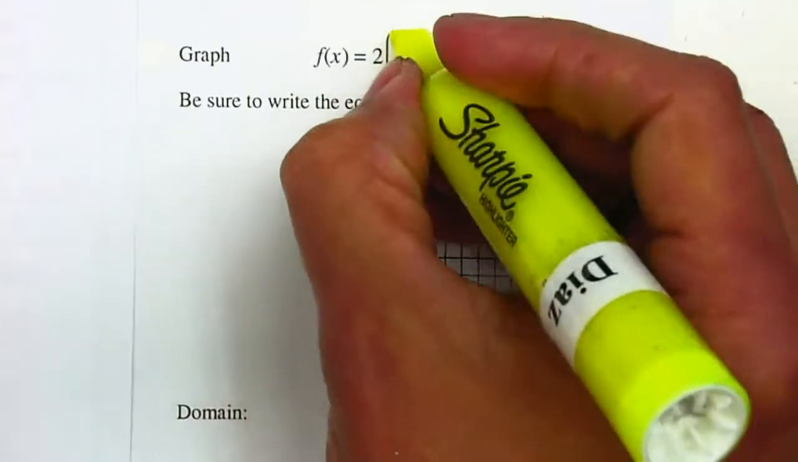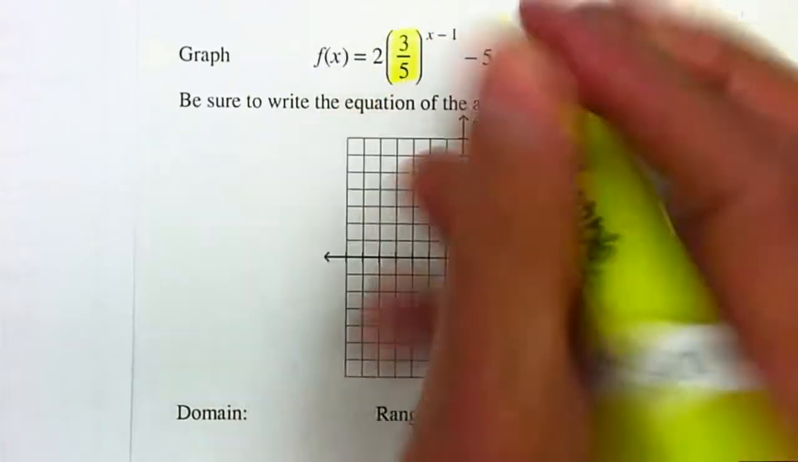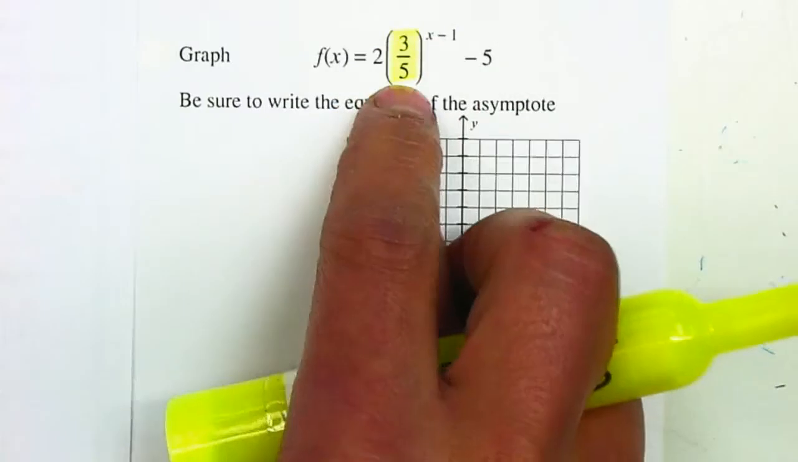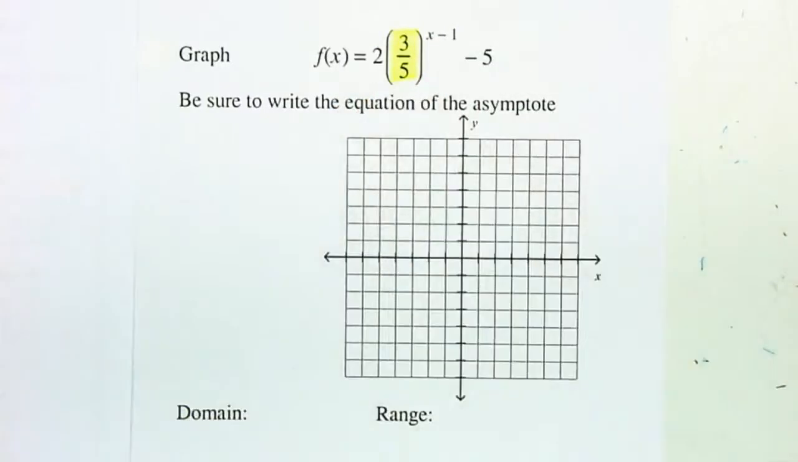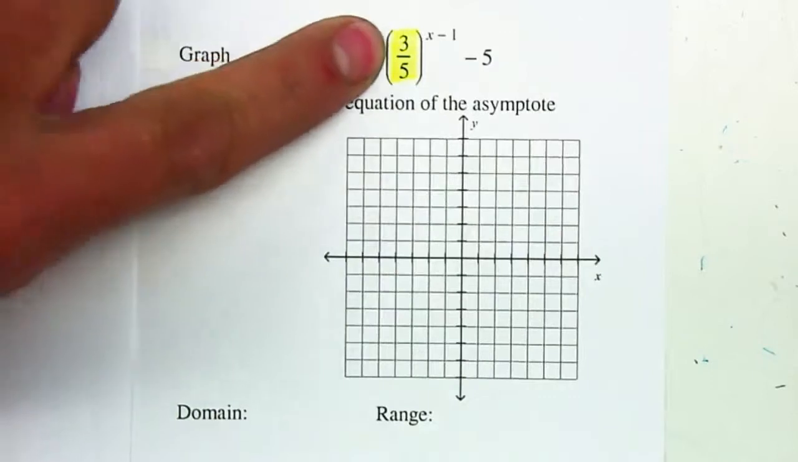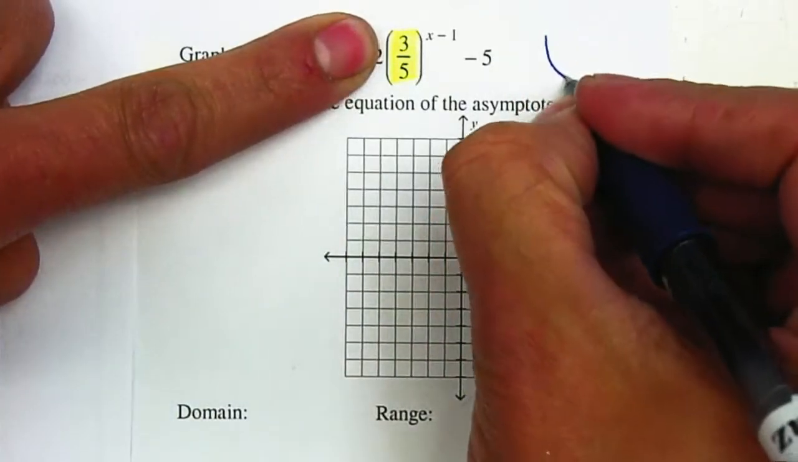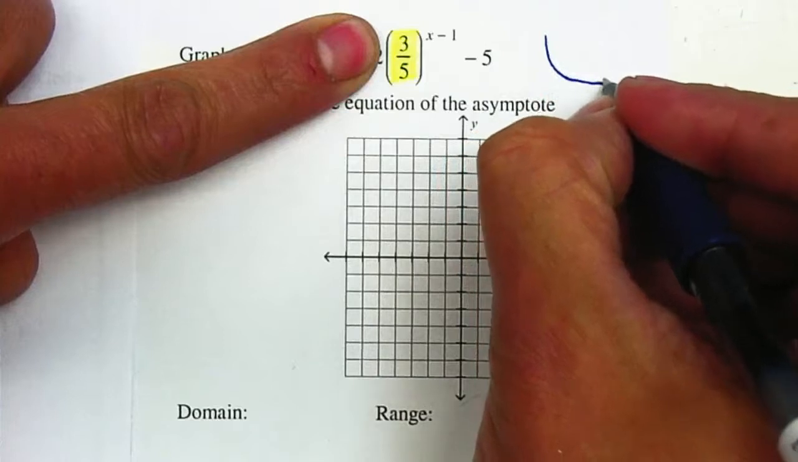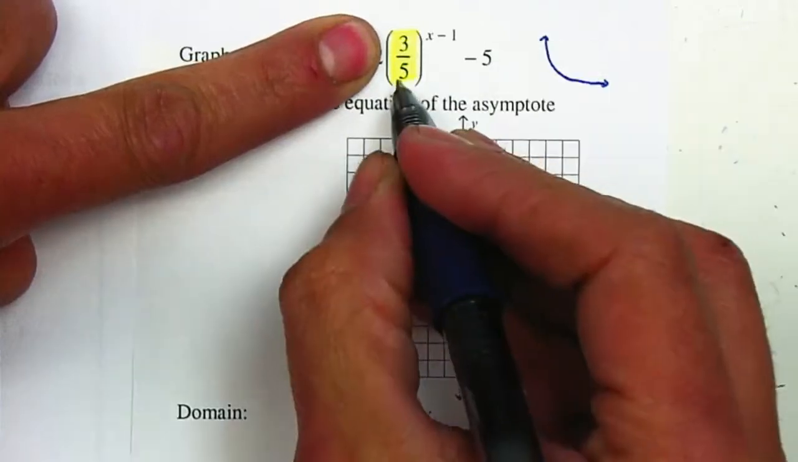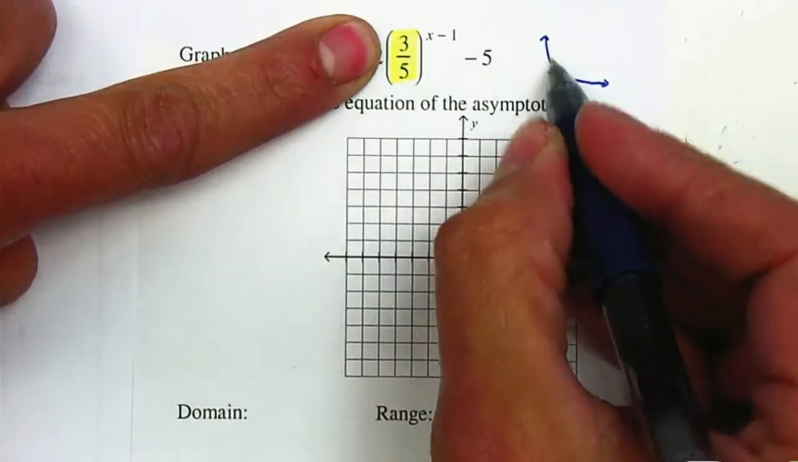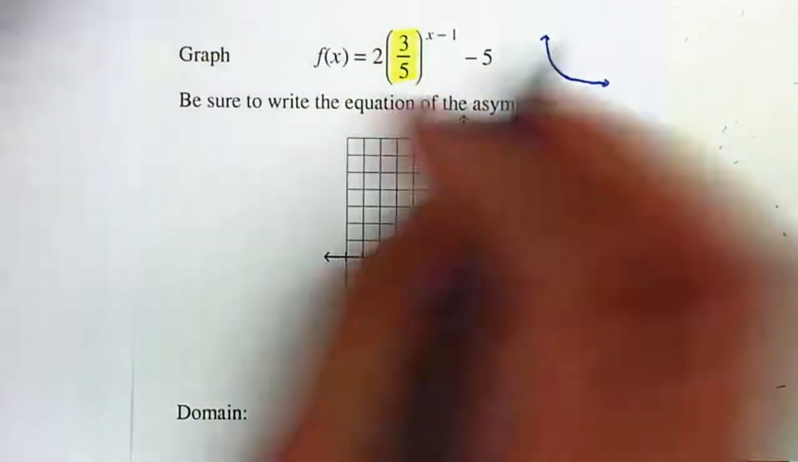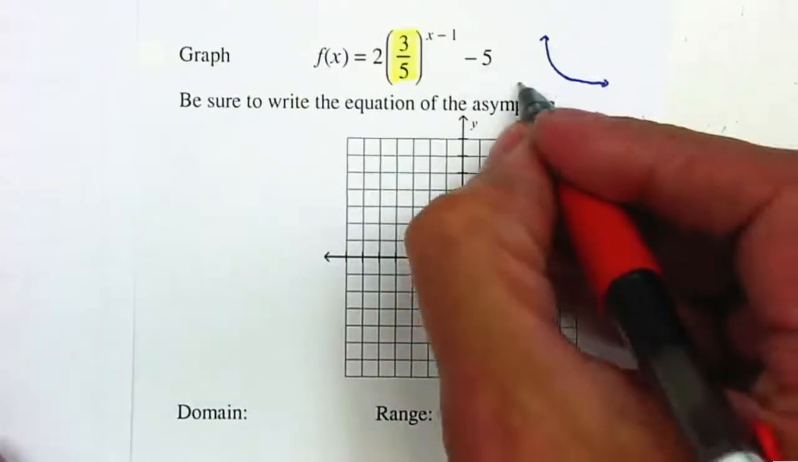So I'm looking at the number that's being raised to the power of x, which is 3/5. So you need to think, is 3/5 bigger than 1 or less than 1? 3/5 is less than 1, so therefore it's going to be an exponential decay, because as you multiply 3/5 by itself over and over again, the numbers are getting smaller and smaller and smaller. And you're going to have a horizontal asymptote.